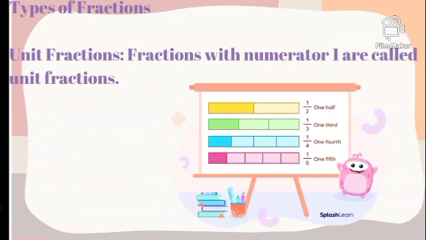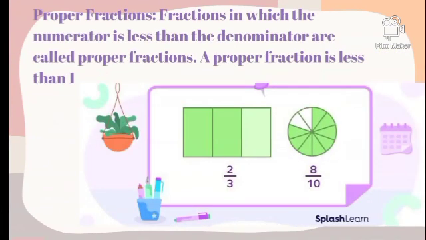Now, let's go to the types of fractions. We have different types of fraction. First is the unit fraction that has 1 as the numerator. So a fraction with numerator 1 is called a unit fraction. As you can see here, we have 1/2, 1/3, 1/4, and 1/5. So a fraction with 1 as the numerator is called a unit fraction.